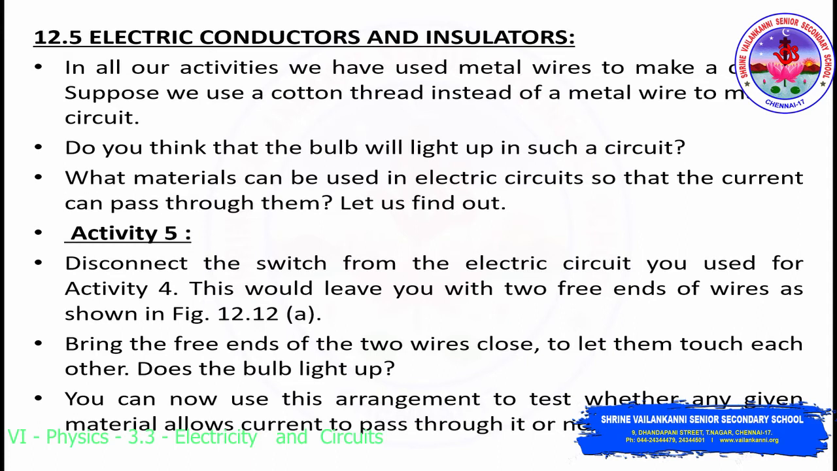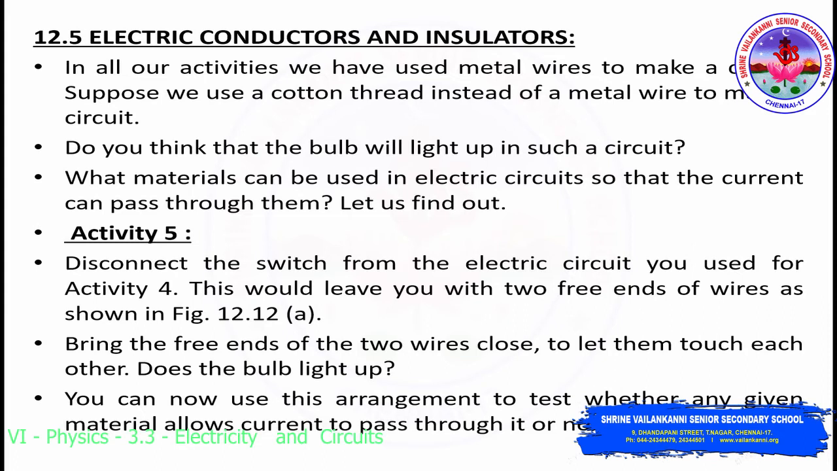if you're about to connect the wires from the electric cell to the electric bulb, and instead of making use of a copper wire, you make use of a cotton thread, will the bulb glow? It will not glow, right? Because a cotton thread is a poor conductor of electricity, which is called an insulator, where the electric current will not flow through it. So what will happen? The bulb will not glow.